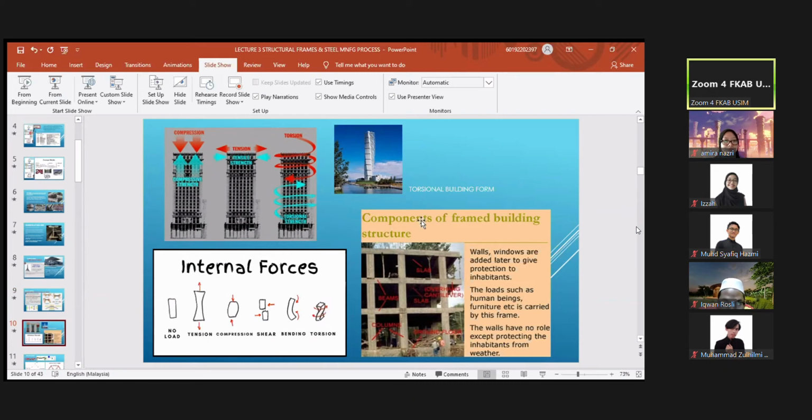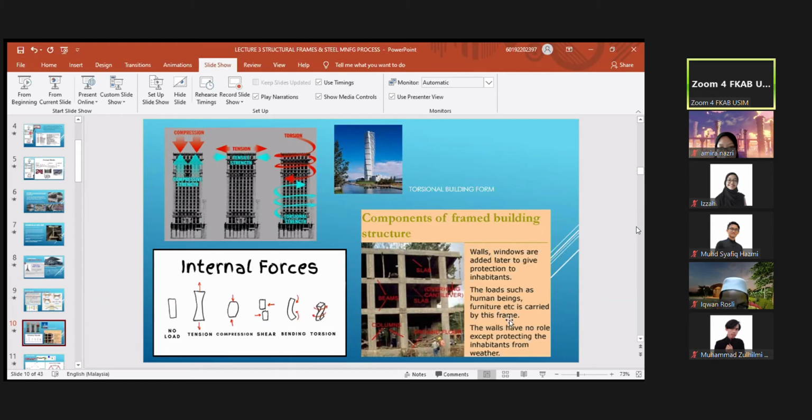Okay, in a component, building frame, normally walls and windows are added later to give protection to the inhabitants. Now it's an empty structure, this concrete. Imagine this is the structure. All these walls and opening areas are only to protect the inhabitants. But at the same time, it is also to protect against environmental threats, for example heat gain, or loss of hot air in a cold country. The load such as human beings, furniture, and so on is carried by this frame. This is live load.